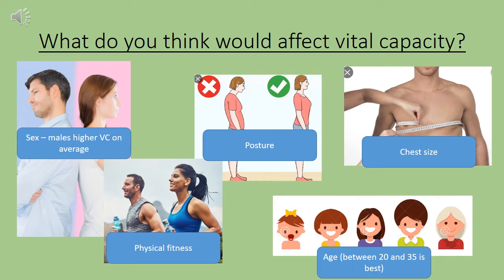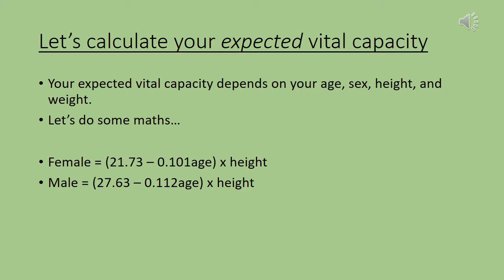Chest size affects vital capacity. Obviously, the bigger the size of your chest, it means that your lungs will most likely be larger and you'll have a larger vital capacity. And your age. Between 20 and 35 tends to be the best because by 20 your lungs have fully grown and developed, and after 35 it starts to go downhill a little bit and you lose a bit of lung function. So, did you get all of those? Write them down if you didn't and correct the ones if you need to change anything.